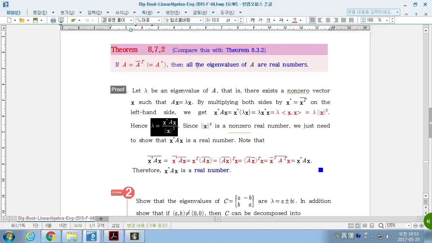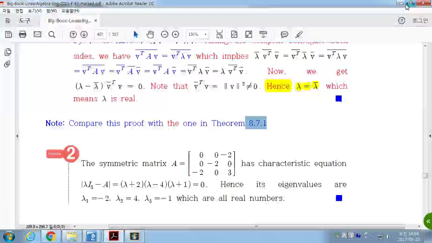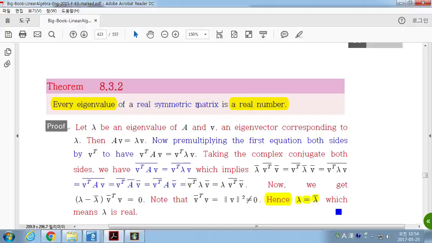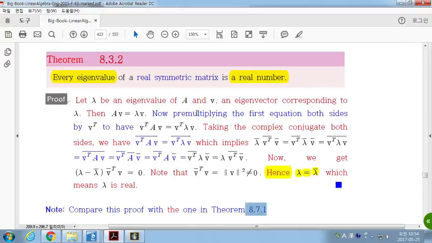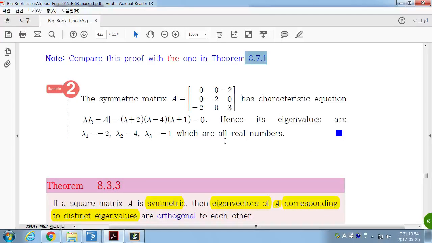So every eigenvalue of a conjugate symmetric matrix, we call it a Hermitian matrix. If A is equal to A conjugate transpose, then all the eigenvalues of A are real numbers. This is what you have shown. This is a better proof. So I showed you if it's a real symmetric matrix, then A is the same as A conjugate transpose. So the eigenvalues of A are real numbers.